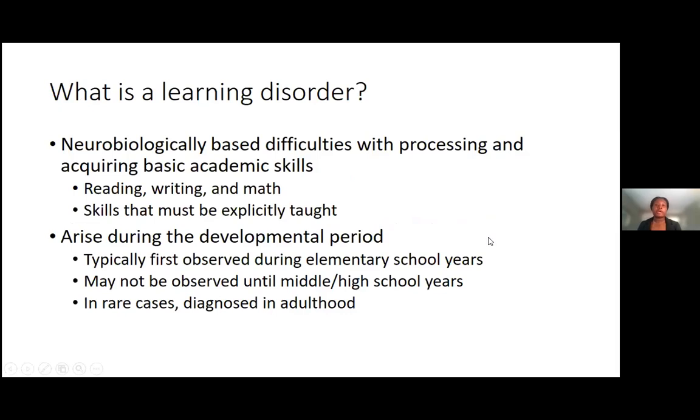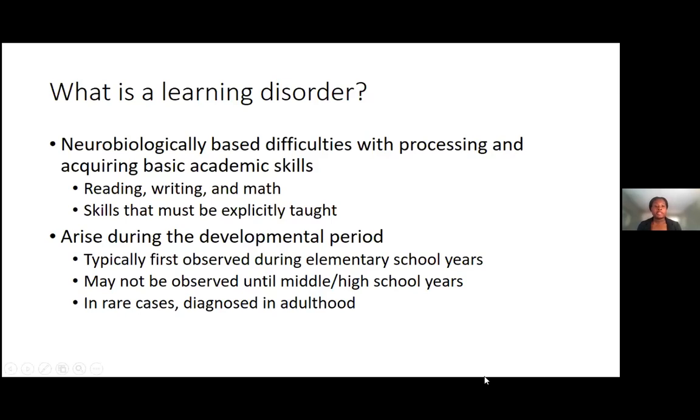To kick us off, we'll start by discussing what is a learning disorder. The widely accepted definition for a learning disorder is a neurobiologically based difficulty with processing and with acquiring basic academic skills. Because there are many different academic skills that one can acquire throughout their lifetime, consensus has been to focus on the critical skills that are essential to then acquiring other skills secondarily. So this includes focusing on reading, writing, and math. Of note, these are skills that have to be explicitly taught during formal schooling. So when we're thinking about a learning disorder, we're focusing on whether we are noticing deficits in the acquisition of these skills that are traditionally taught through a schooling setting.